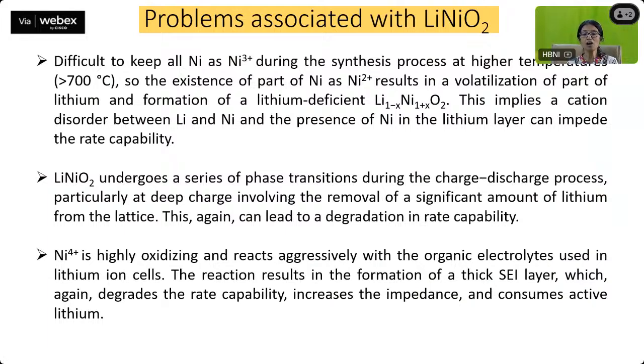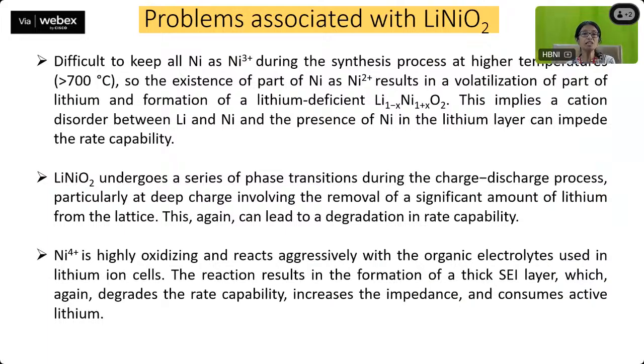So the existence of part of nickel as Ni2+ results in the volatilization of part of lithium and formation of a lithium-deficient Li1-xNi1+xO2. This implies a cation disorder between lithium and nickel and the presence of nickel in the lithium layer, which impedes the rate capability. Also, LiNiO2 undergoes a series of phase transitions during the charge-discharge process, particularly a deep charge involving the removal of a significant amount of lithium from the lattice. So again, this will lead to a degradation in the rate capability.